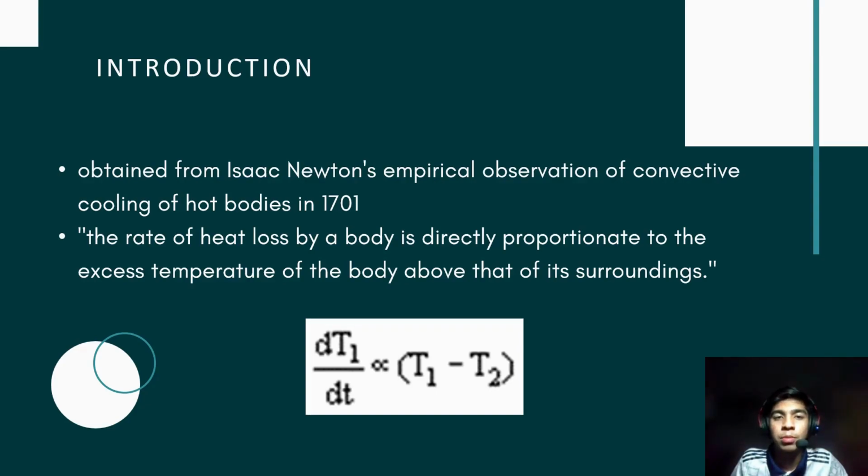This relationship was obtained from Isaac Newton's empirical observation of convective cooling of hot bodies in 1701, when he said that the rate of heat loss by a body is directly proportional to the excess temperature of the body above that of its surroundings. As a result, the temperature of a hot object cooling as a result of being exposed to a convective flow at T2 minus T1 will change as follows: dT1 over dt.